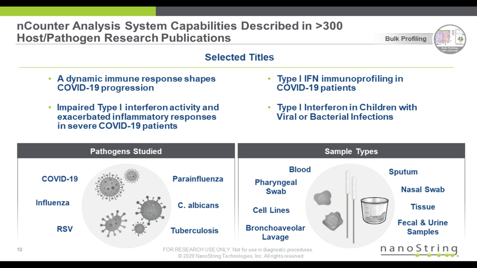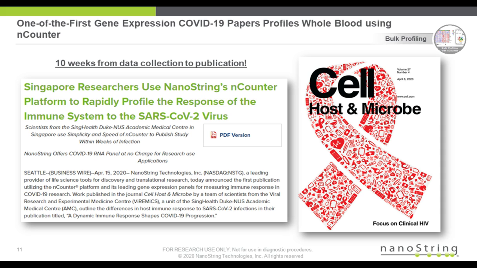This is the range of sample types you can see on the right and the types of pathogens you can measure on the left. This gives you an idea how important speed was here.